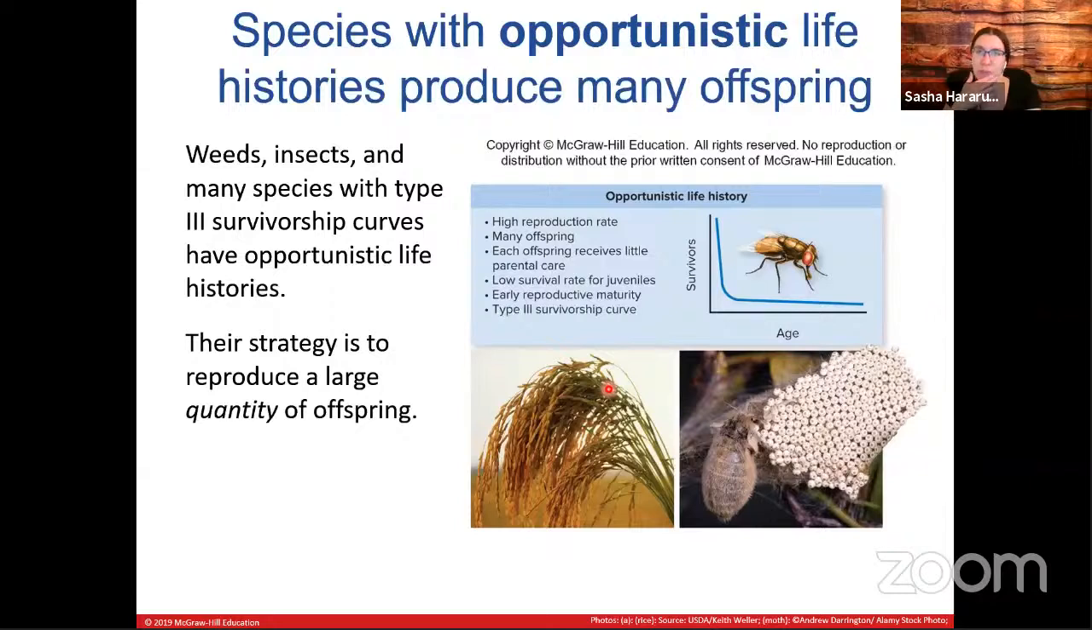So life history. There are 2 types of life history: opportunistic and equilibrium. Opportunistic life history is characteristic for species with a type 3 survivorship curve. A fruit fly is an example of that. Some weeds are an example of that. Lots of insects, I want to say all of the insects, have opportunistic life history.